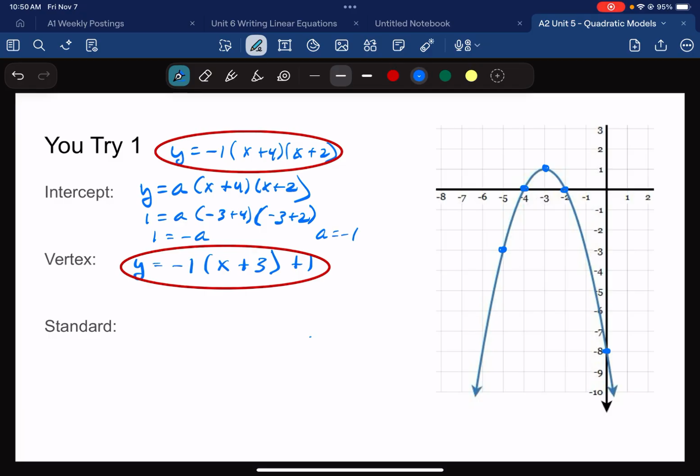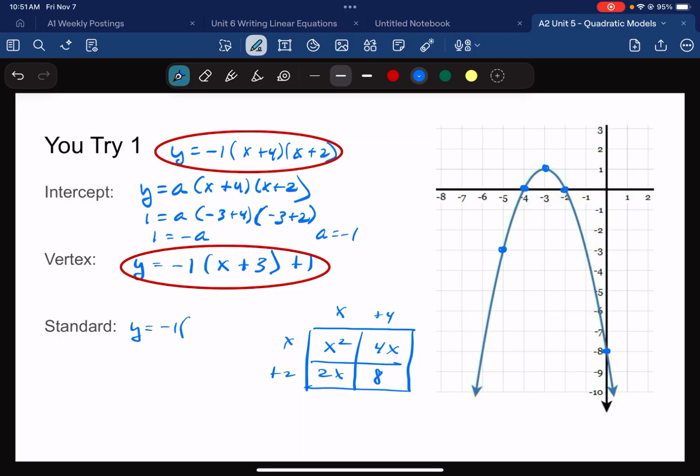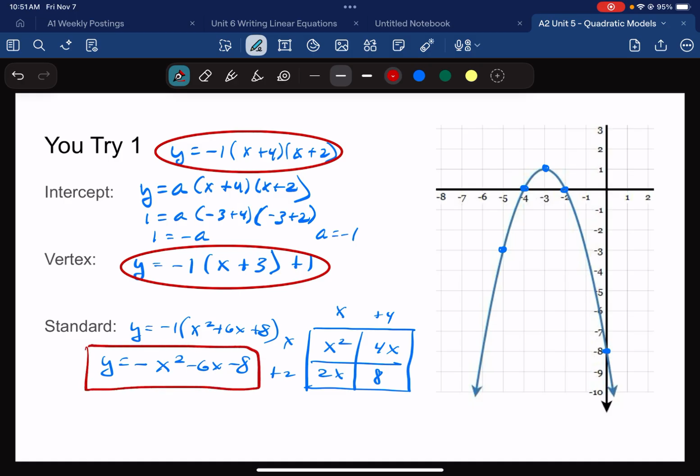Well, now we just need standard form. So we'll just take our intercept form and FOIL that out. We're going to go (x plus 4)(x plus 2): x squared, 4x, 2x, and 8. So we have y equals negative 1 times (x squared plus 6x plus 8). And then distribute our negative, and we get negative x squared minus 6x minus 8 for our standard form.